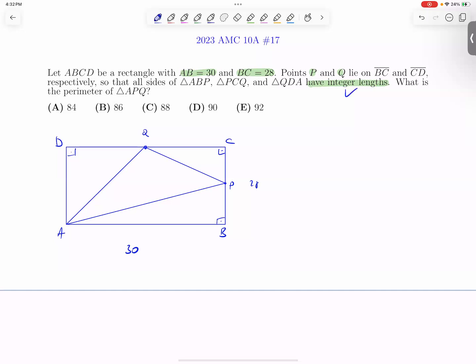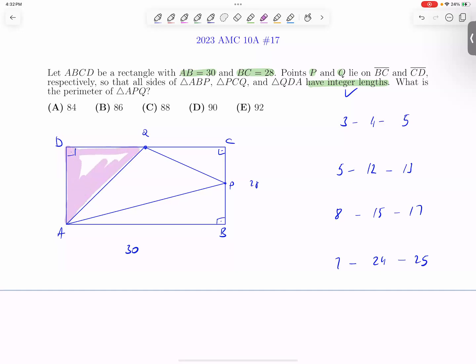Since we have integer side lengths and we have right triangles, we should try the Pythagorean triples for this problem. The well-known triples are 3, 4, 5; 5, 12, 13; 8, 15, 17; and 7, 24, 25. These are the well-known Pythagorean triples, and let's start with the ADQ triangle here.